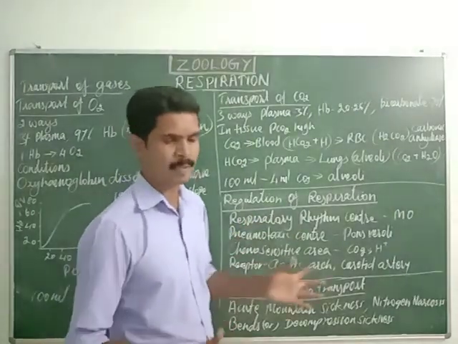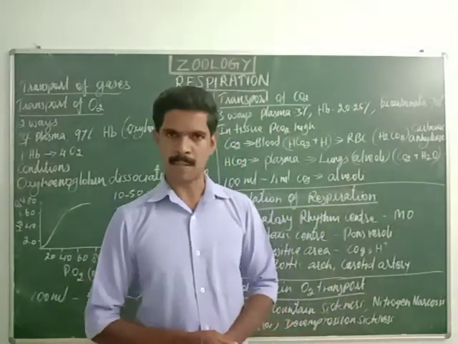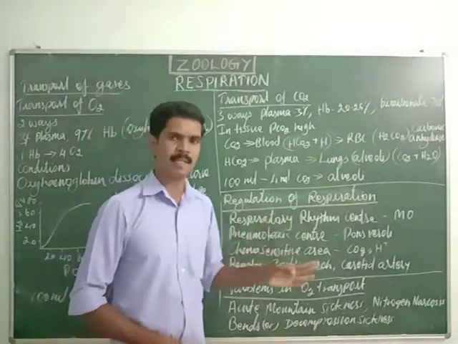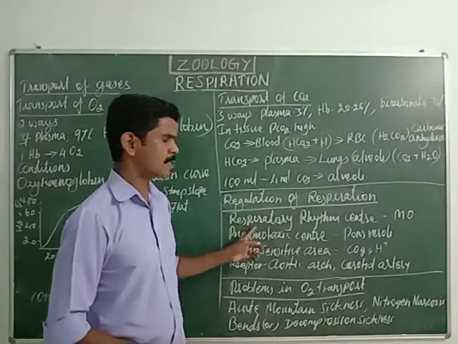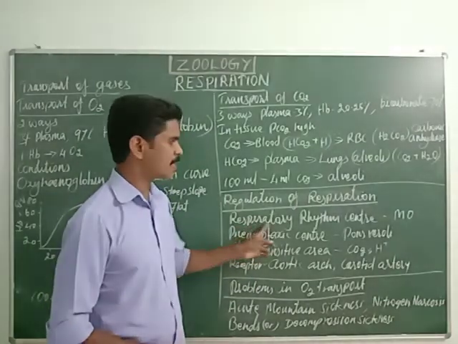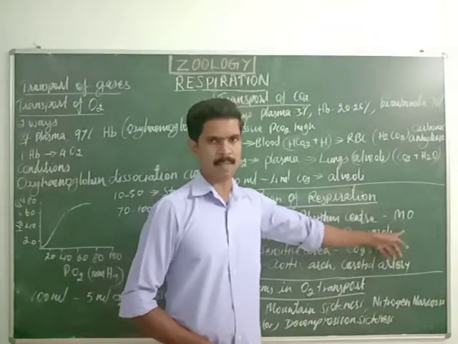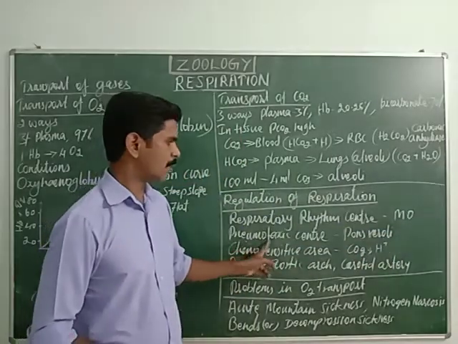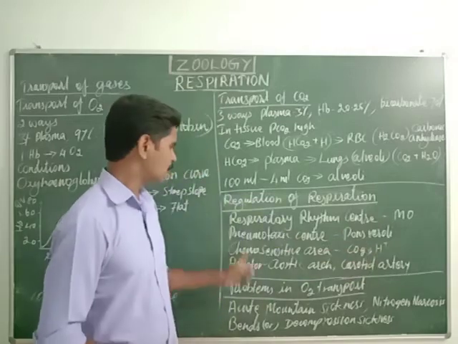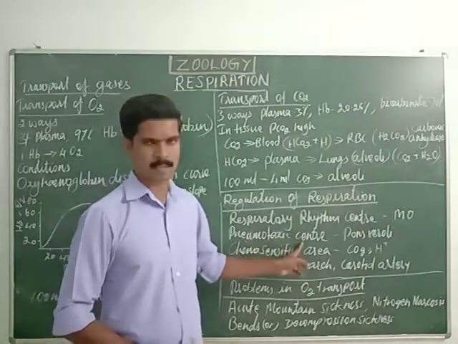Regulation of respiration. All the activities of our body are regulated by some centers present in the brain. Here also, the respiratory process is controlled by some centers present in the brain. There are 2 centers responsible for controlling respiration. The first center is called the respiratory rhythm center. It is present in the medulla oblongata region of the brain. The second center is called the pneumotaxic center. It is present in the pons varolii of the brain.